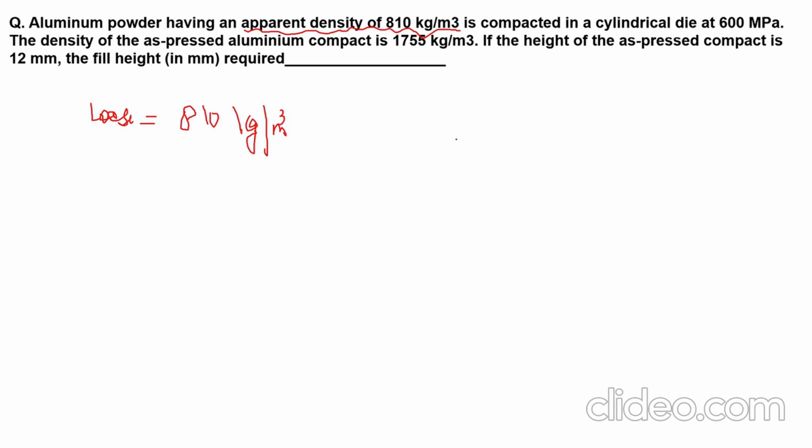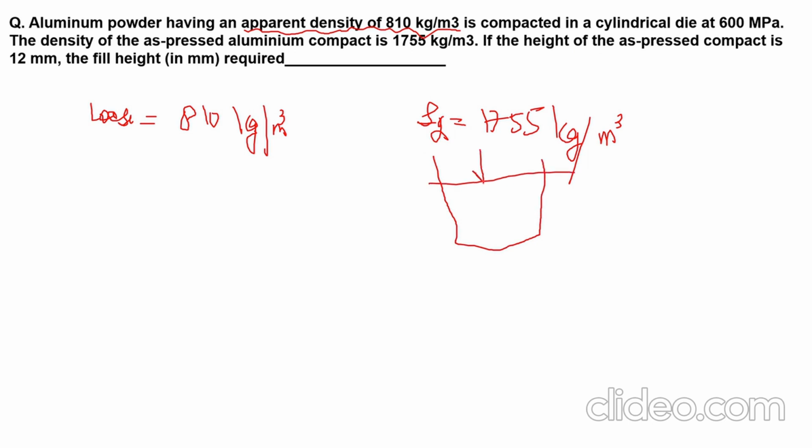The density of the as-pressed aluminum compact: after you have pressed it, you now have a green compact. So you have a green density, and that is equal to 1750. This is obviously higher than it was for the loose compact, because now you have compacted it, and then you will have a higher density. If the height of the as-pressed compact is 12 mm, that means when you have pressed the compact, for example, this is your compact, and by pressing you have obtained a certain density of the material, and the as-pressed height is 12 mm. But you have to find what is the fill height.